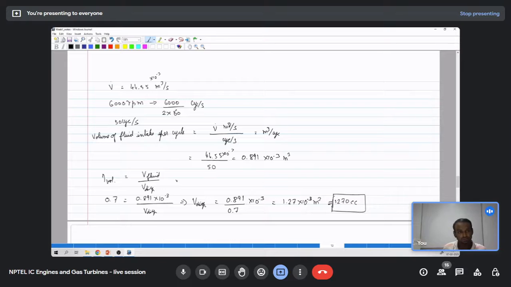Any other questions? Sir, what is the function of piston ring, sir? Piston rings. Except wear and tear, what are the other function of piston ring, sir?